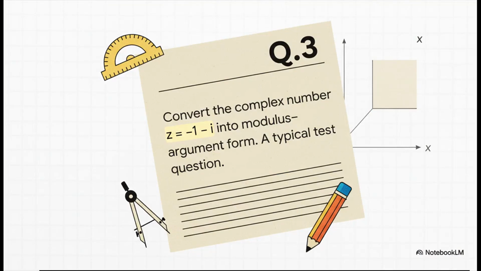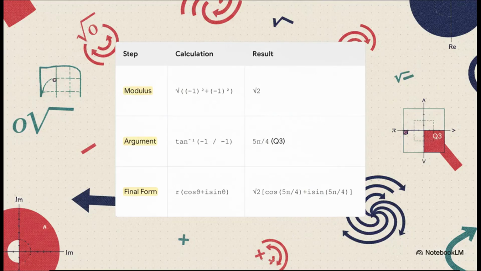All right, let's try a typical exam question. This is exactly the sort of problem you'd see on a test. We need to convert z equals -1 minus i. Let's walk through it together. The modulus is the square root of (-1) squared plus (-1) squared, that's just the square root of 2. For the argument, a calculator might tell you the angle is pi over 4. But wait, both parts are negative, so our sketch shows we're actually in the third quadrant. This means we have to adjust that angle all the way around to 5 pi over 4. Then we just put it all together for the final answer.